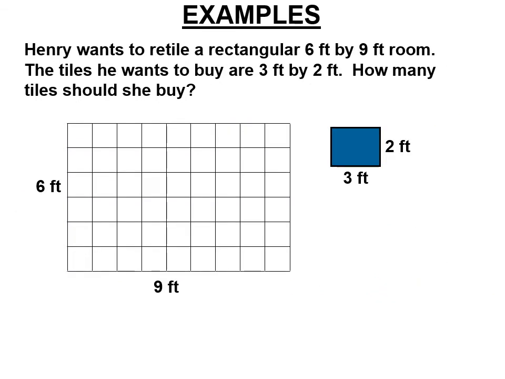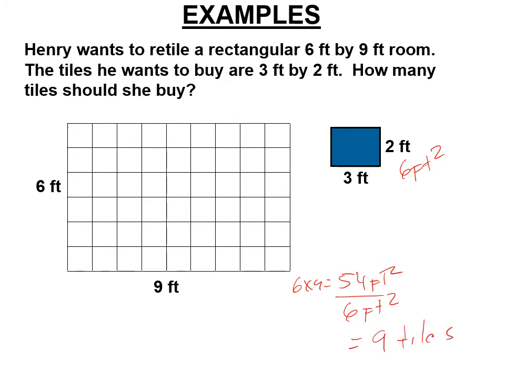All right, so let's do another one of those. This is 6 by 9. So 6 times 9 is 54. So there's 54 square feet there. This tile is 2 by 3, 6 square feet. So 54 square feet divided by 6 square feet, we should be able to cover it with 9 tiles. Let's see if that's true.